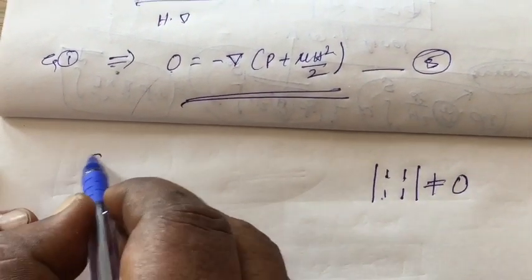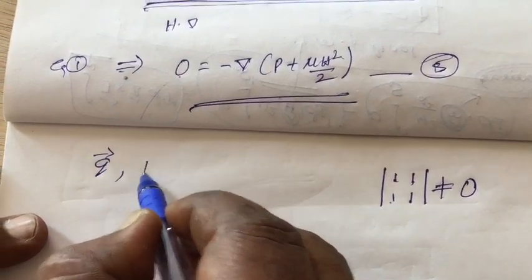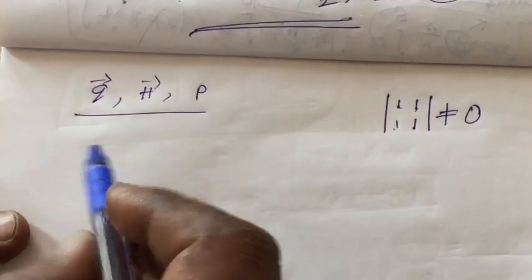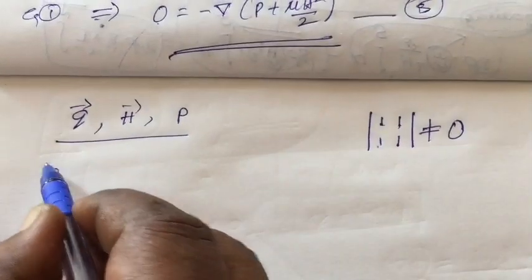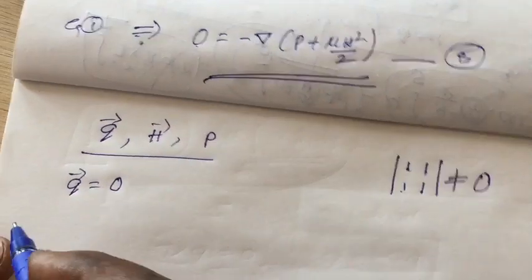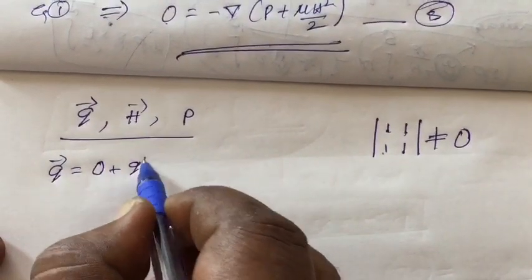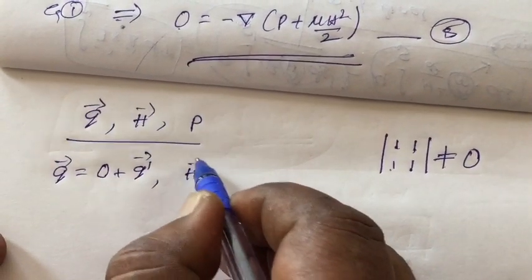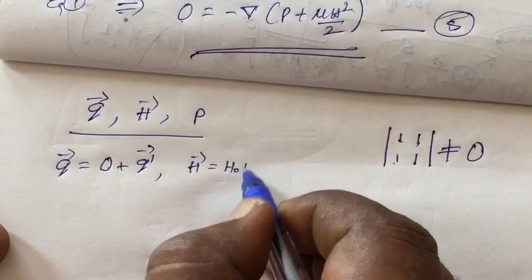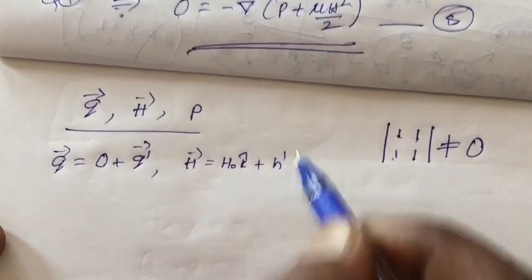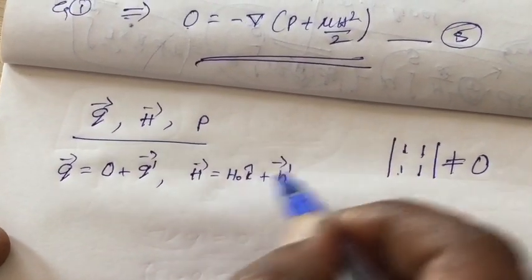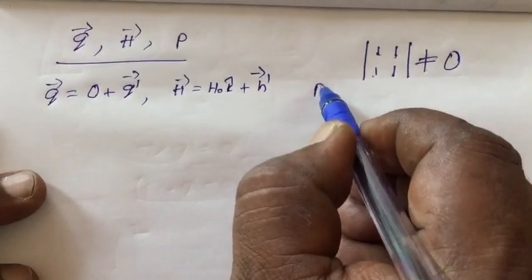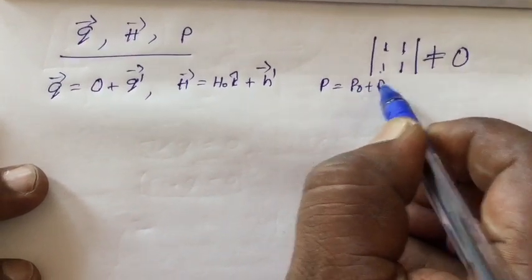Now I am going to perturb the quantities velocity, magnetic field and pressure. For these I am going to take the perturbation as Q is equal to the original basic state, which is 0, plus the perturbed quantity q dash. Similarly, H is equal to H naught into K plus H dash. I am going to give the small perturbation H dash. And for pressure I am going to give P naught plus P dash.